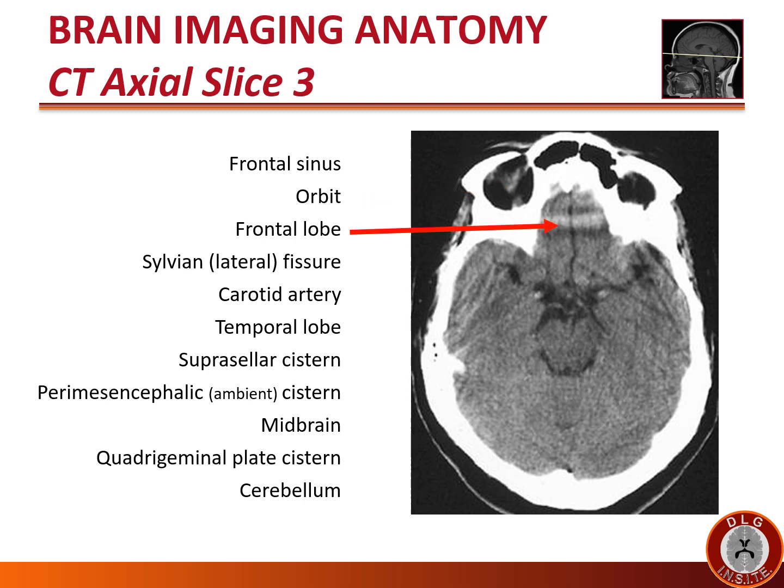At this level, we are now able to see the frontal lobe in the anterior cranial fossa. The sylvian, or lateral fissure as it is sometimes called, is the largest fissure in the brain. At the level of this slice, it separates the frontal lobe anteriorly and the temporal lobe posteriorly. The middle cerebral artery runs in the sylvian fissure. Here you see the relatively hyperdense carotid artery in the circle of Willis.